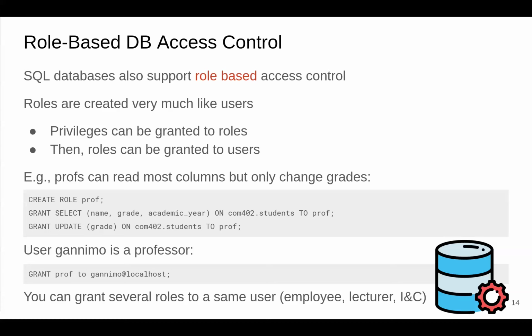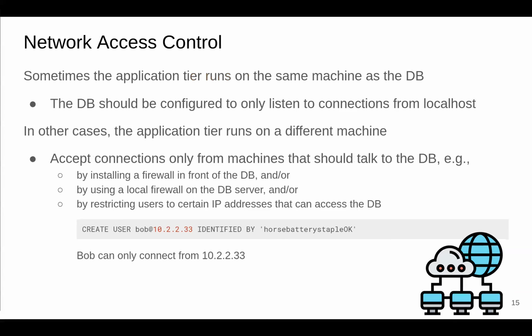Cool, so we've got this at the database level. Next up is network access control. Often nowadays the application tier runs on its own, but sometimes the application runs on the same machine as the database. So the database can be configured to listen to connections only from localhost, so it's not being exposed to any network services or any network systems.